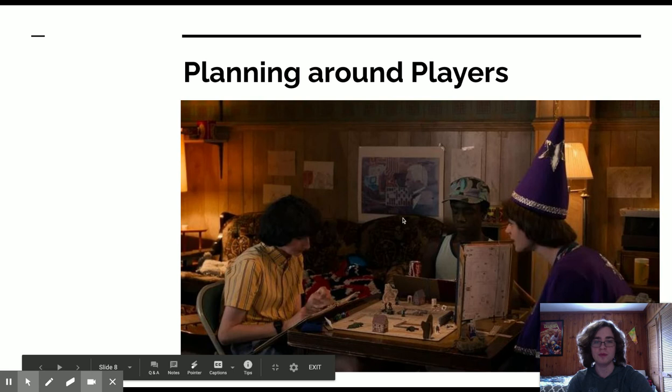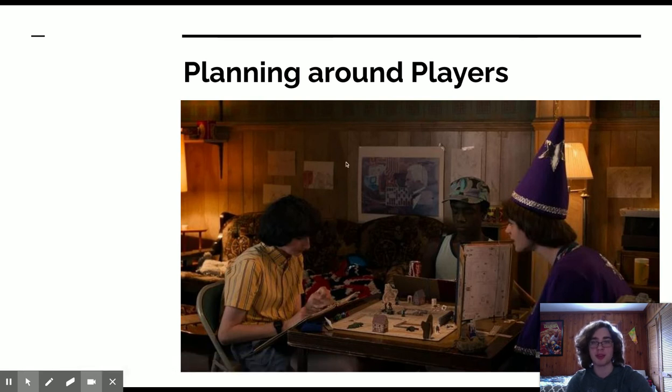So, all of this is important, but there's one thing that I think a lot of people forget about, which is you're writing this module for other people to go through it. And it's not like writing a movie script. That's a trap a lot of people fall into.